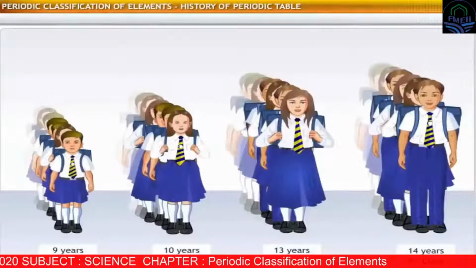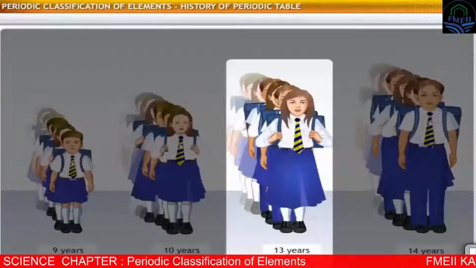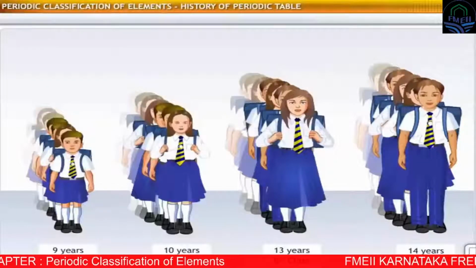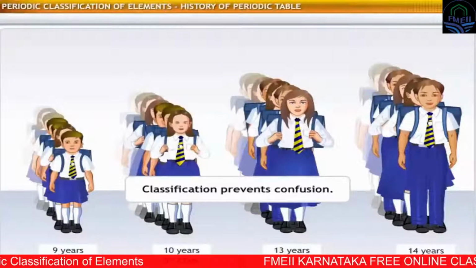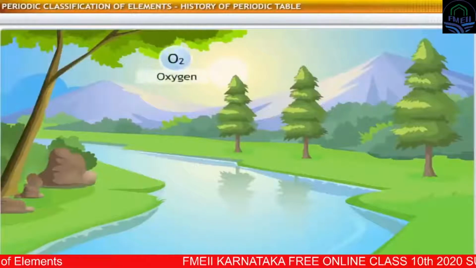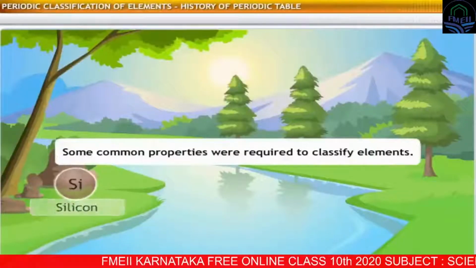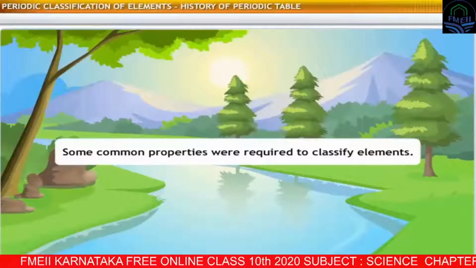Students in a school are allocated to classes based on the age group they belong to. It is because students in a class are likely to have similar attributes in terms of the level of knowledge, capabilities, height, and weight. Similarly, there are over 100 elements known to us. Scientists felt the need to classify them on the basis of some common properties.